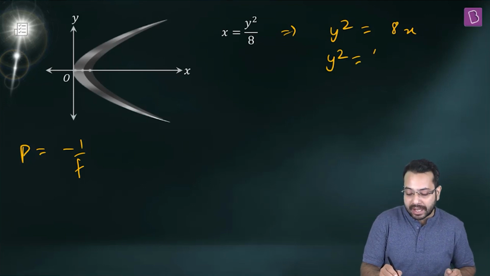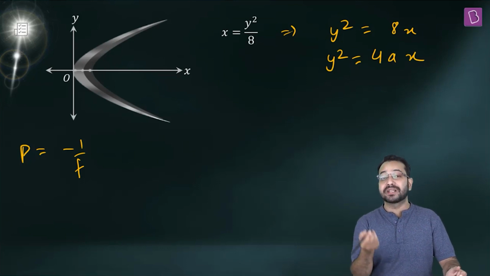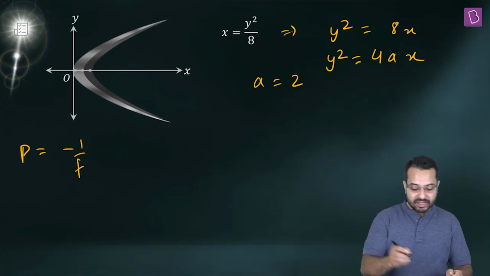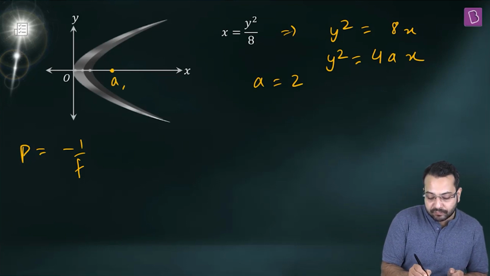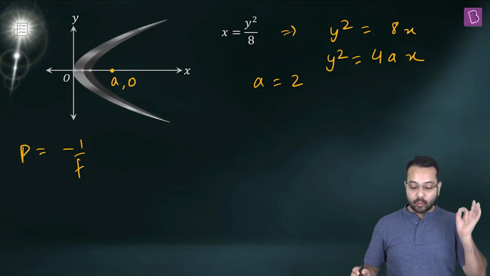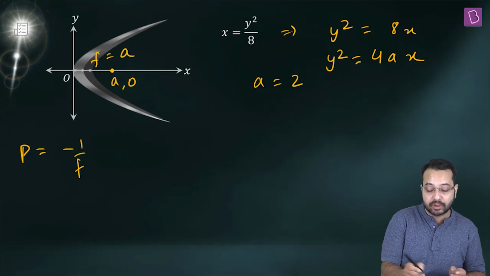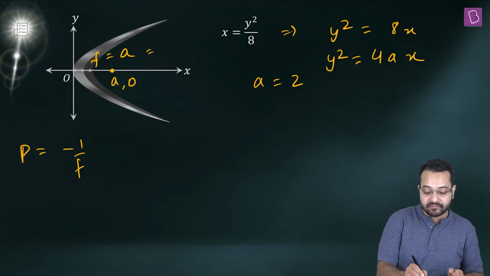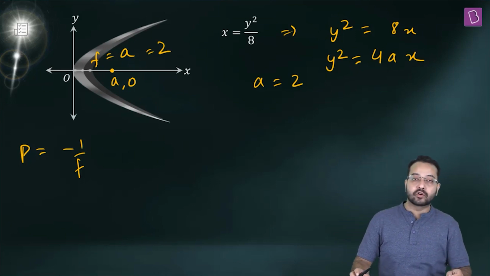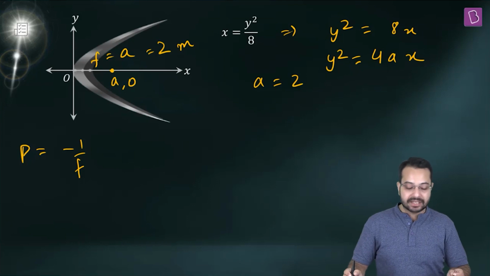and we can compare this with the parabolic equation y square is equal to 4ax, which means what is a? a comes out to be 2. Very simple. And where is the focus? The focus is at (a, 0). Is that correct? So what is the focal length? The focal length is going to be equal to a, which is equal to 2. So the focal length comes out to be 2, and the unit I think is given as meter.